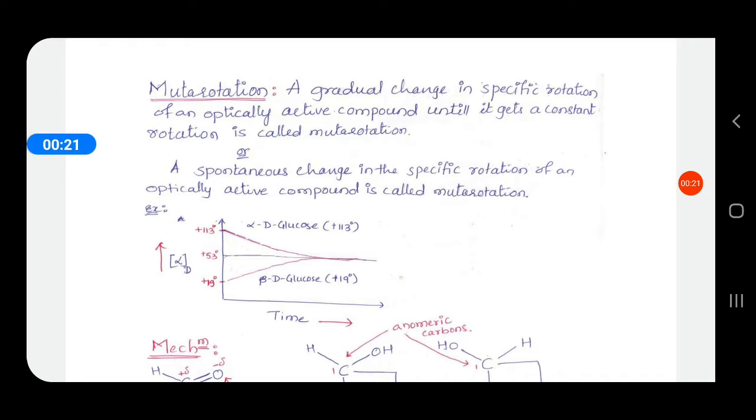Here, we are going to discuss mutarotation, one of the important properties of carbohydrates. So what is mutarotation? A gradual change in specific rotation of an optically active compound until it gets a constant rotation is called mutarotation. Or it can also be defined as a spontaneous change in the specific rotation of an optically active compound.